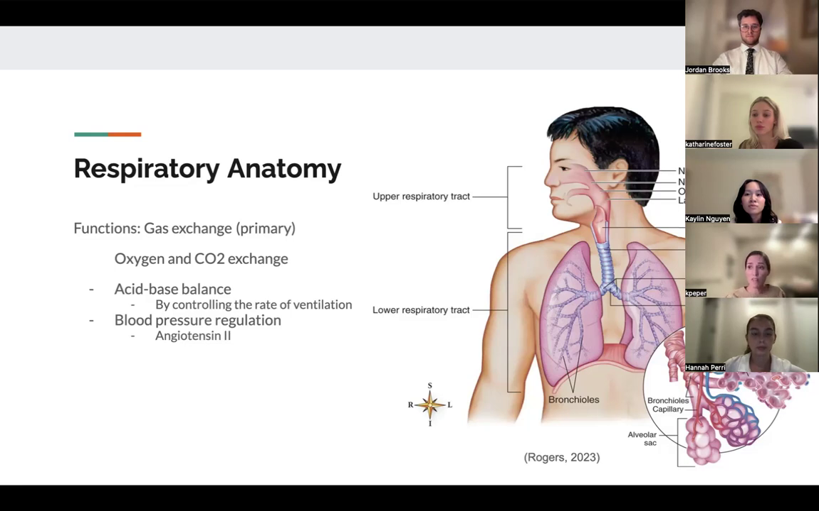Some of the primary functions that we have with our respiratory system, the main one is going to be gas exchange so we can get oxygen into the tissues, as well as acid-base balance, which is basically helping to control that ventilation rate so that we're able to expel that CO2 if we need to, as well as blood pressure regulation by angiotensin 2. Next slide, please.